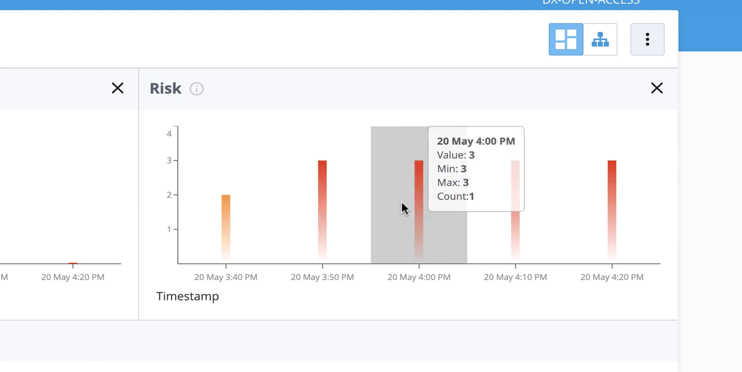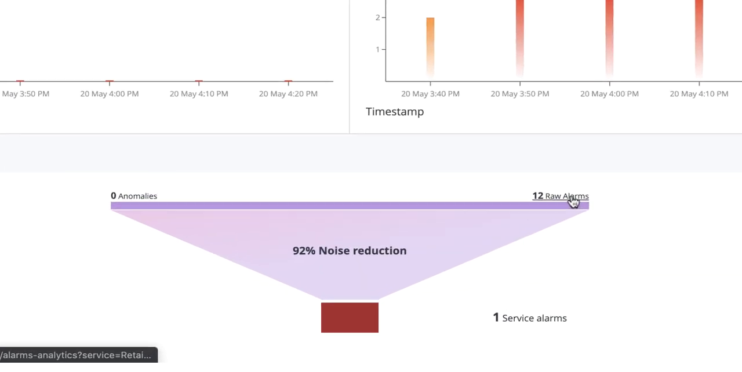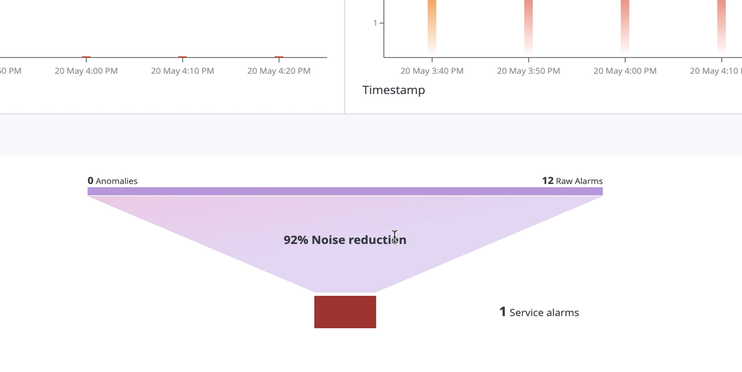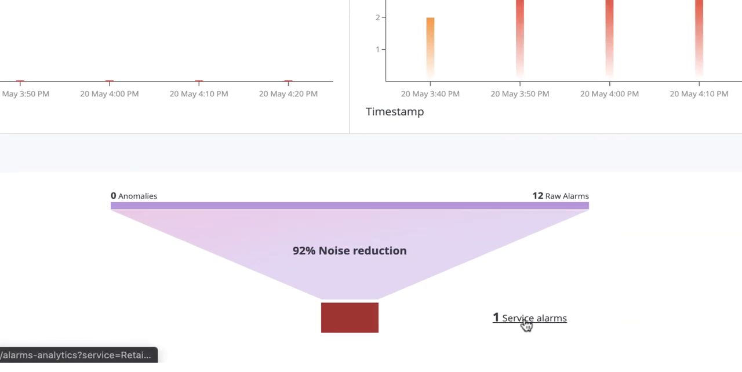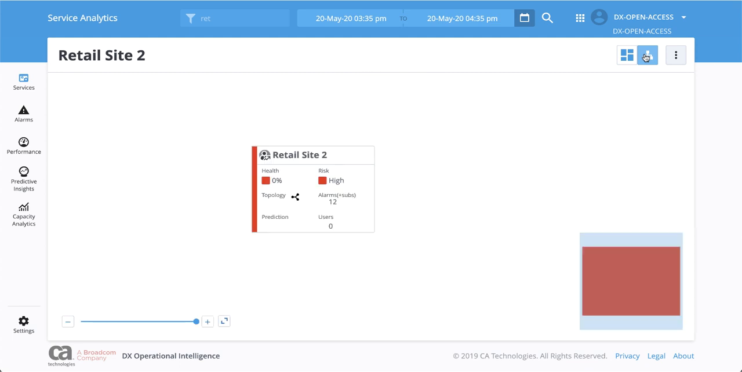The risk severity value ranges from 0 to 4, with 4 indicating that the probability of this service not being available is high. The solution delivers alarm noise reduction, intelligently correlating raw alarms and anomalies into one service alarm to help operations quickly focus on the problem at hand instead of sifting through hundreds if not thousands of raw alarms.